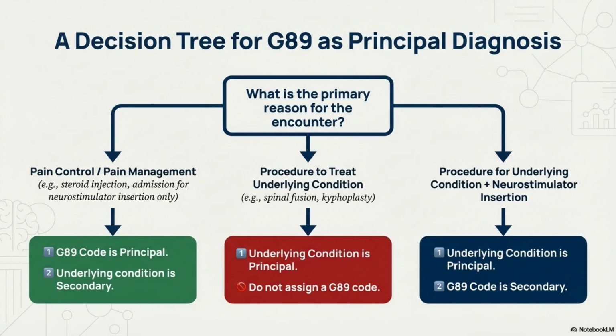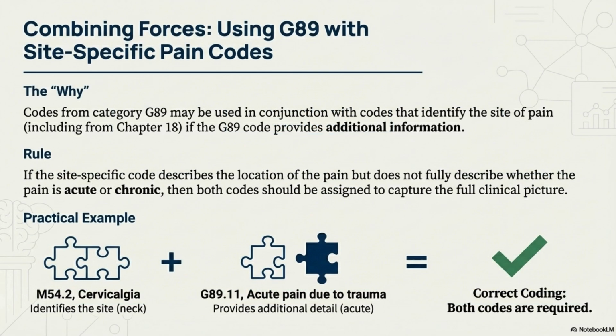This decision tree helps simplify the sequencing. If the primary reason for the encounter is pain control or pain management, G89 is your principal diagnosis. If the encounter is for a procedure to treat the underlying condition, you do not assign a G89 code. And if the encounter includes both treatment of the underlying condition and neurostimulator placement, the underlying condition is principal and the G89 code is secondary.